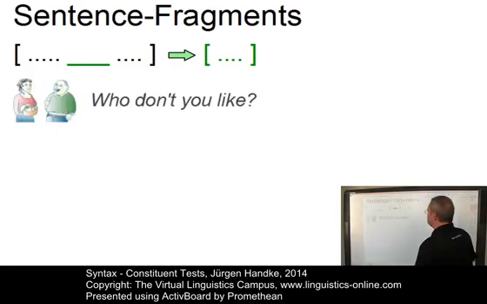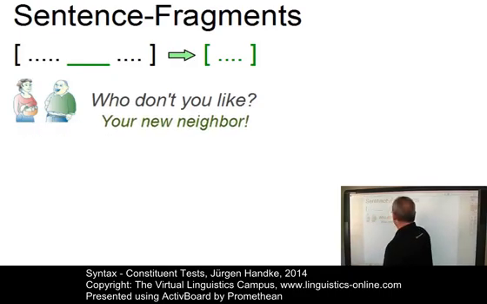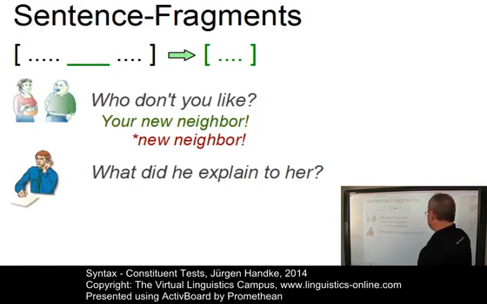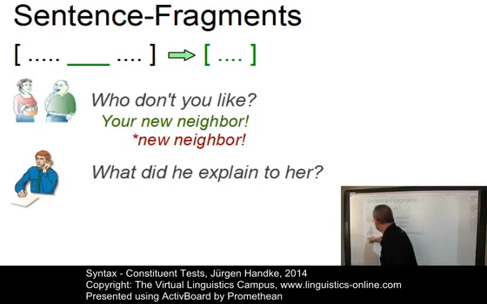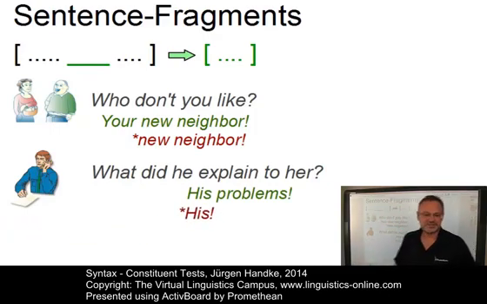So imagine the following question: who don't you like? Well, the answer could easily be your new neighbor. But you wouldn't use new neighbor as an answer, that's ungrammatical. Or take this one: what did he explain to her? Well, of course, his problems. That's legitimate. But if you just use his as an answer, well, that's ungrammatical. So again, it's the entire constituent that has to be used as a sentence fragment.